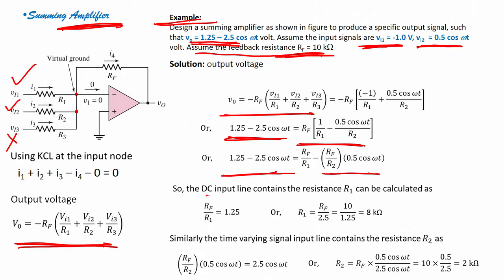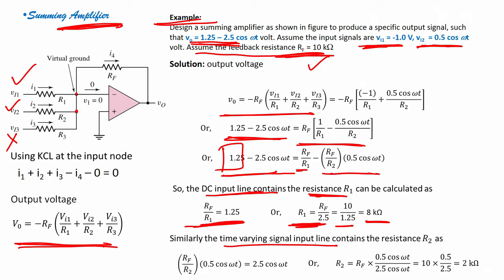So, the DC input line contains resistance R1, and that can be calculated as RF by R1 equals 1.25, correct. This is very easy, right. Here you see R1 equals RF by 1.25. What is RF? RF is given as 10 kilo ohm. So, R1 equals 8 kilo ohm.